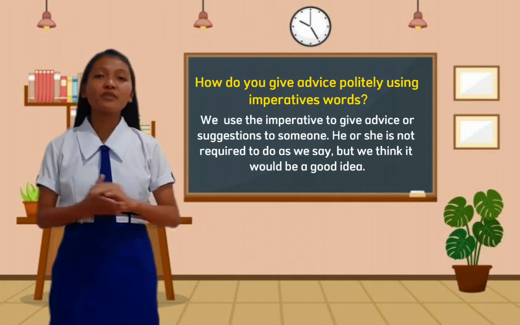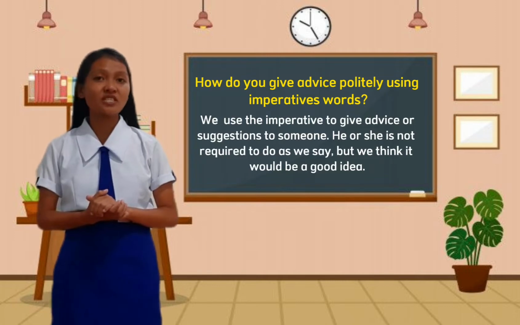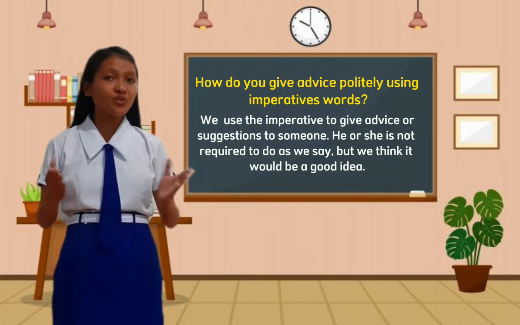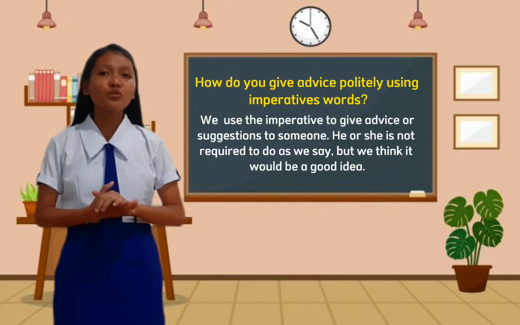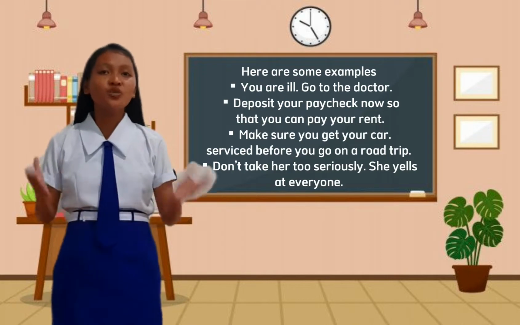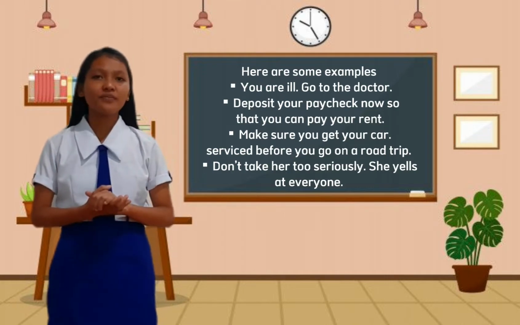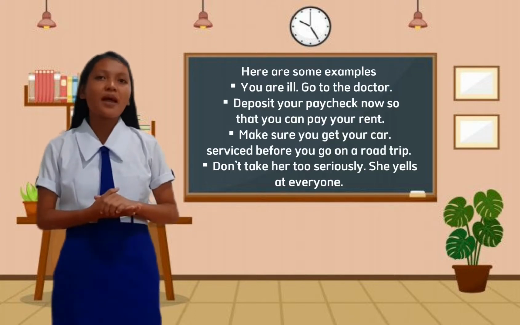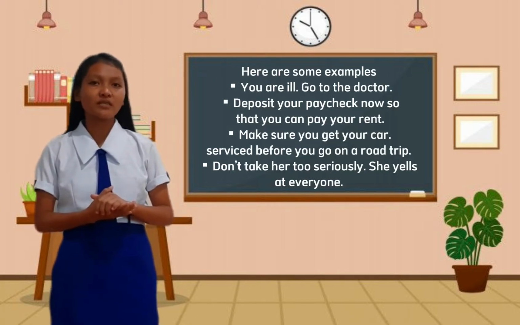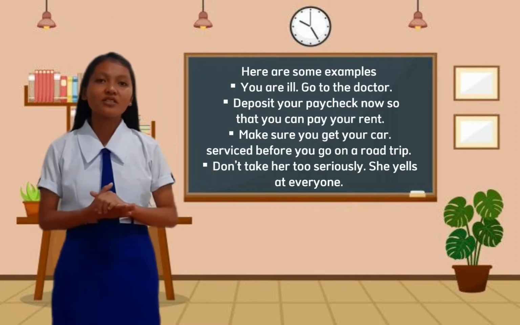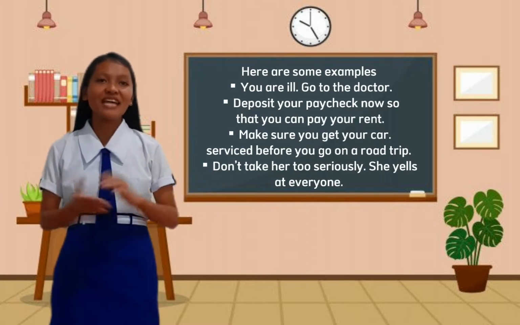Next, how do you give advice politely using imperative words? We use the imperative to give advice or suggestions to someone. He or she is not required to do as we say, but we think it would be a good idea. Here are some examples. You are ill. Go to the doctor. Deposit your paycheck now so that you can pay your rent. Make sure you get your car serviced before you go on a road trip. Don't take her too seriously. She yells at everyone.